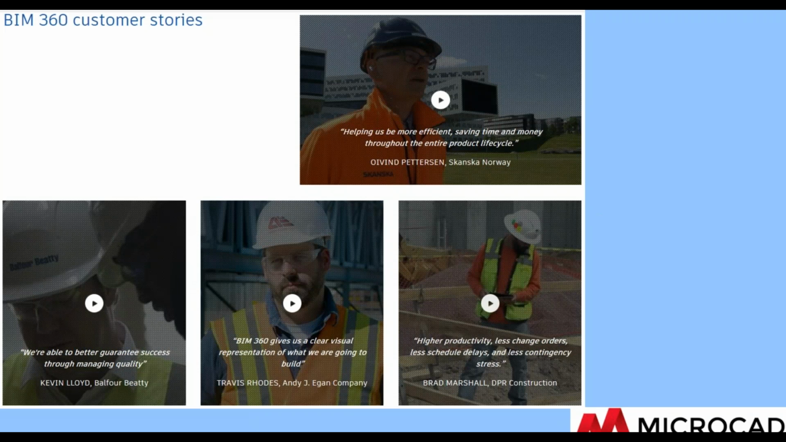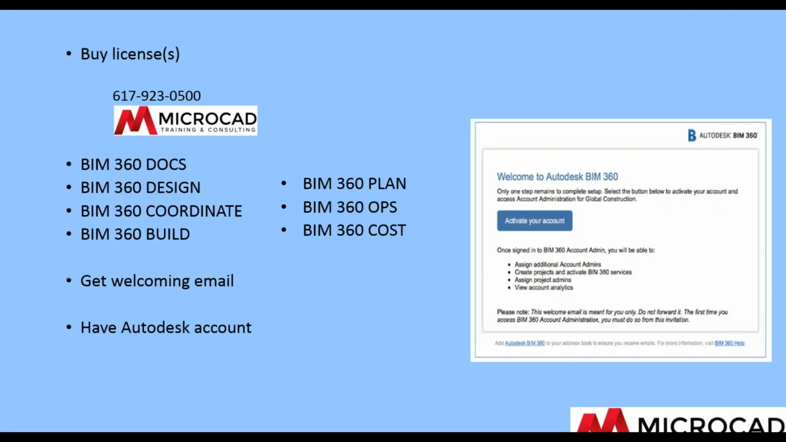So how do we get started with BIM 360? First, of course, you buy a license. BIM 360 licenses come in many flavors and more are being added all the time. The most common four are Docs, Design, Coordinate, and Build. Docs is the base license. It provides data access and all of the document management tools.